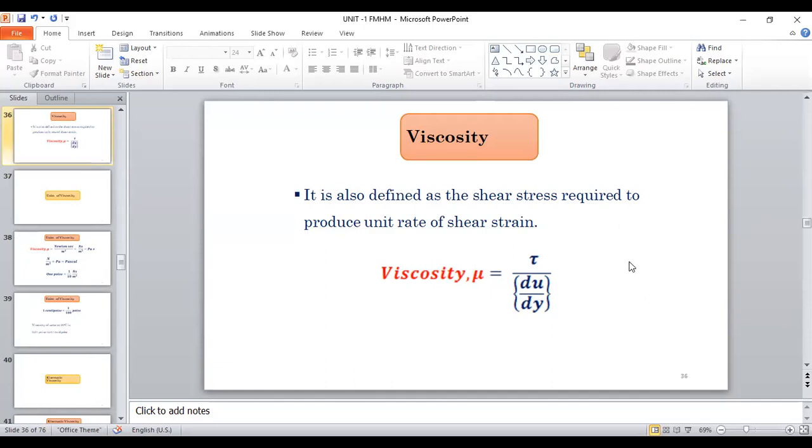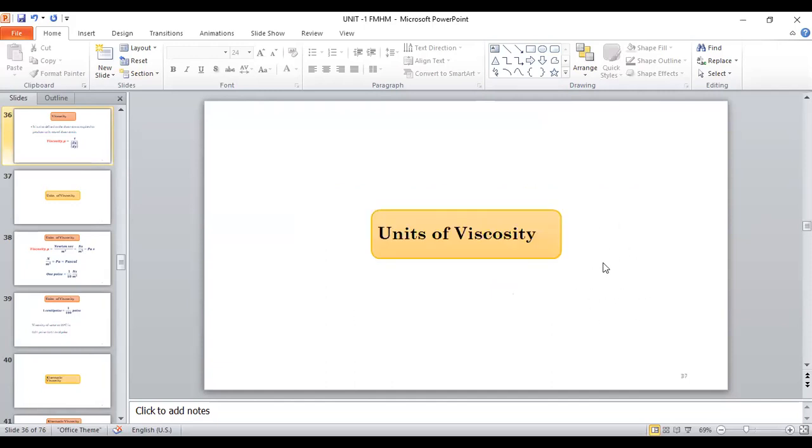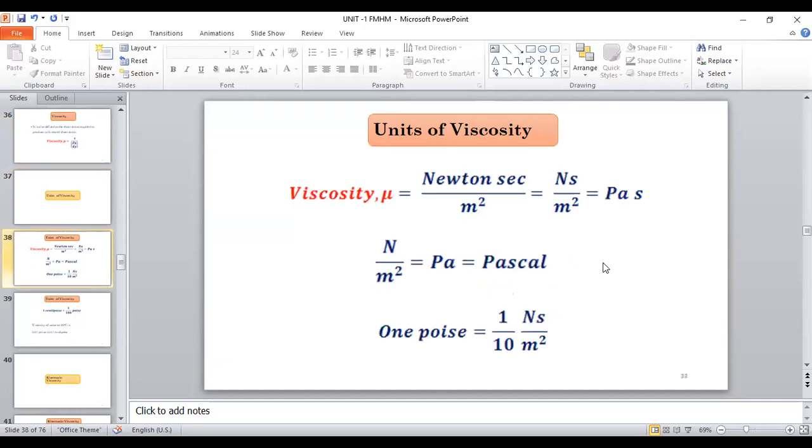So the leftover things are Newton second and meter square. Any doubt now? No, sir. Okay, right.